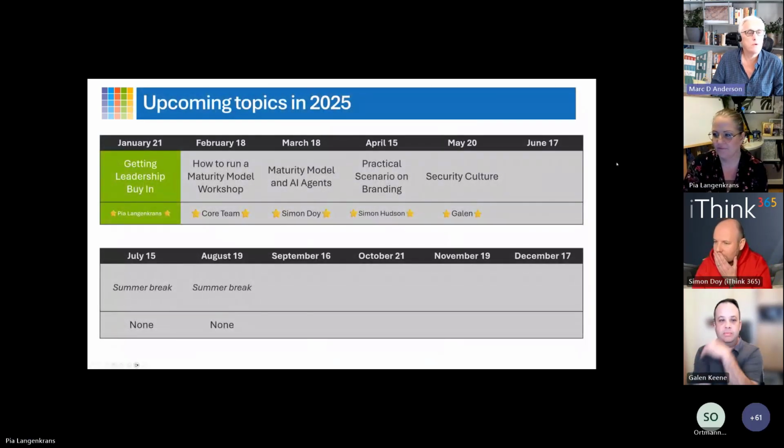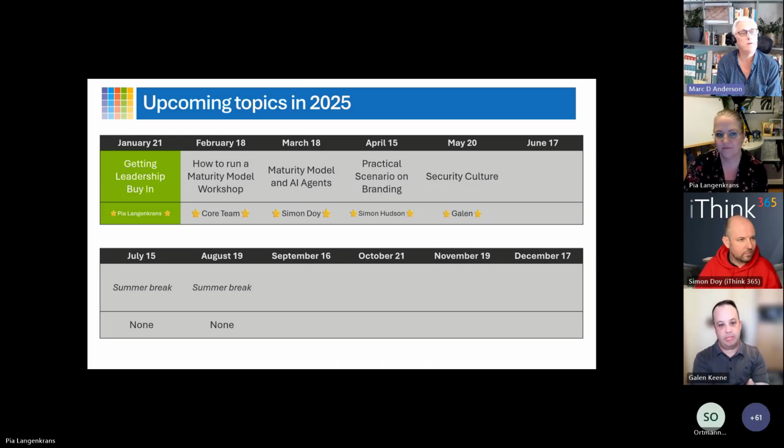This is our schedule for the first half of 2025. We're working on firming up the second half. Today we're talking about leadership buy-in with Pia. Next month we'll talk about how to run a maturity model workshop.